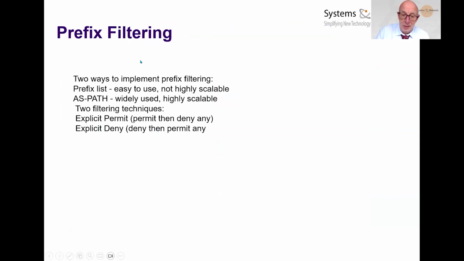Prefix filtering here. There are two ways. There is a prefix list. It is easy to use. Prefix lists, I've used these for years, and a lot of people don't realize just how powerful they are. The fact of the matter is, it's terribly scalable, terribly granular. You can filter out complete subnets, absolutely right, complete subnets in cooperation with the subnet masks as well.